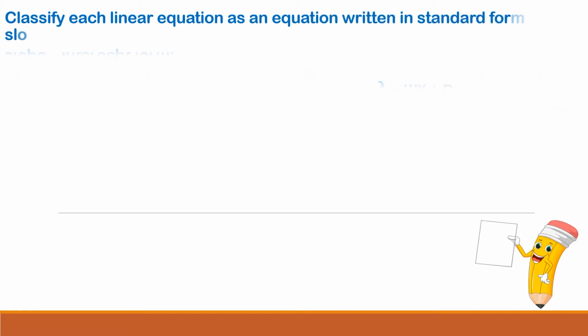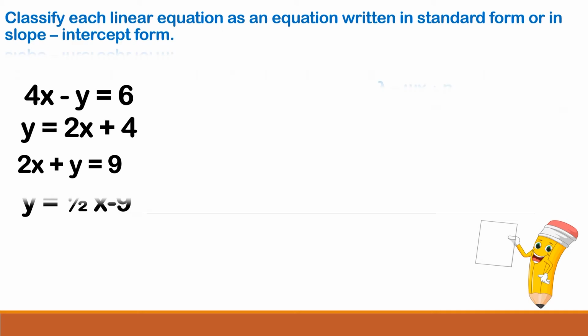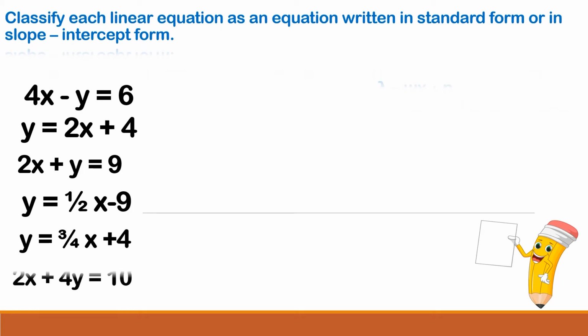And now, let us classify each linear equation as an equation written in standard form or in slope-intercept form. For number 1, we have 4x minus y equals 6. Number 2, y equals 2x plus 4. Number 3, 2x plus y equals 9. Number 4, y equals 1/2 x minus 9. Number 5, y equals 3/4 x plus 4, and number 6, 2x plus 4y equals 10.